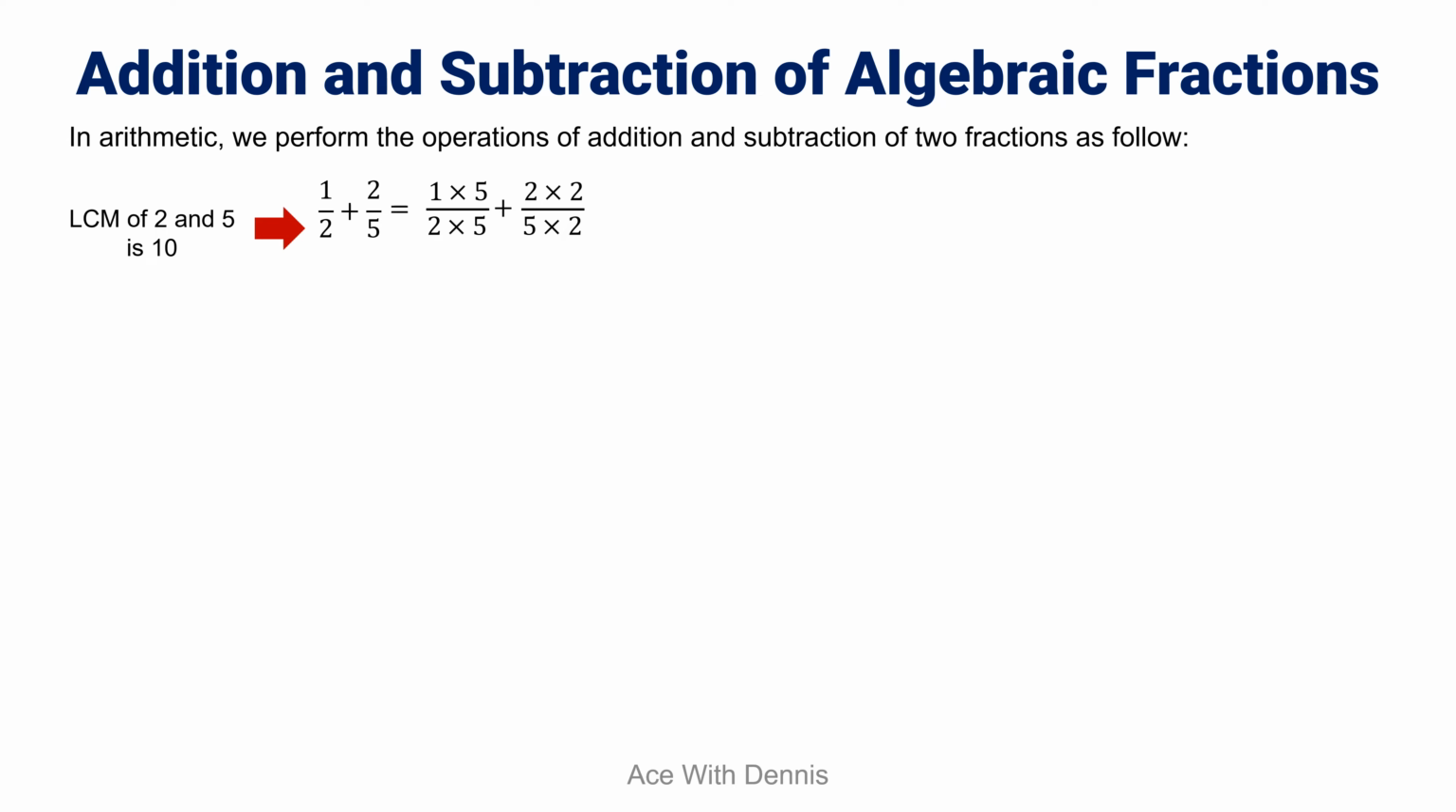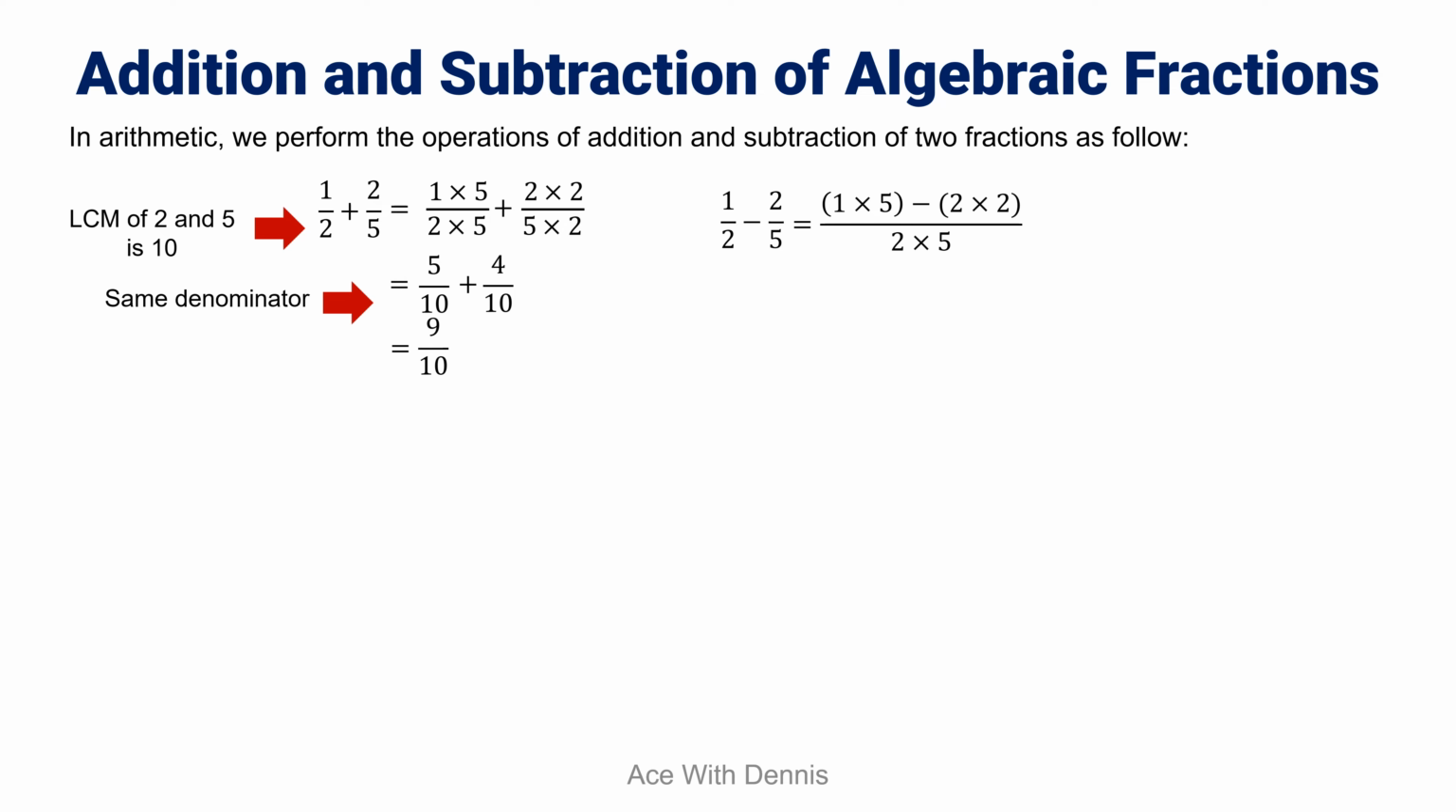So the numerator is 2 times 2. This is what we get, 5 over 10 plus 4 over 10. We can see that we have the same denominator here. Hence, we can add these two fractions together and it becomes 9 over 10. Similarly, if you want to perform the subtraction, we have to make them have a common denominator first. So we multiply the denominators, 2 times 5. The numerator becomes 1 times 5, then minus 2 times 2, which gives 5 minus 4 over 10, hence the answer is 1 over 10.